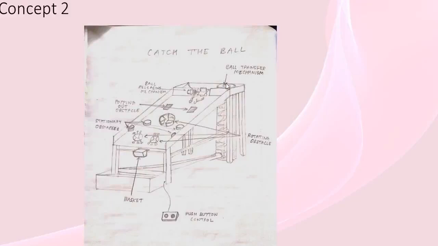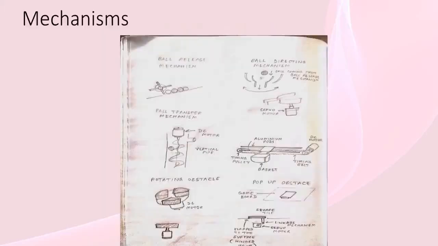In this, the balls will be released, and they can be directed with the help of a servo motor. To pop up the obstacles, we make use of a servo motor, and to rotate the obstacles, we make use of a DC motor, and some stationary obstacles will be there. The basket moves with the help of a slider mechanism, and an inclined portion directs the ball towards the vertical pipe, and with the help of the vertical pipe, it can be transferred to the ball releasing unit.